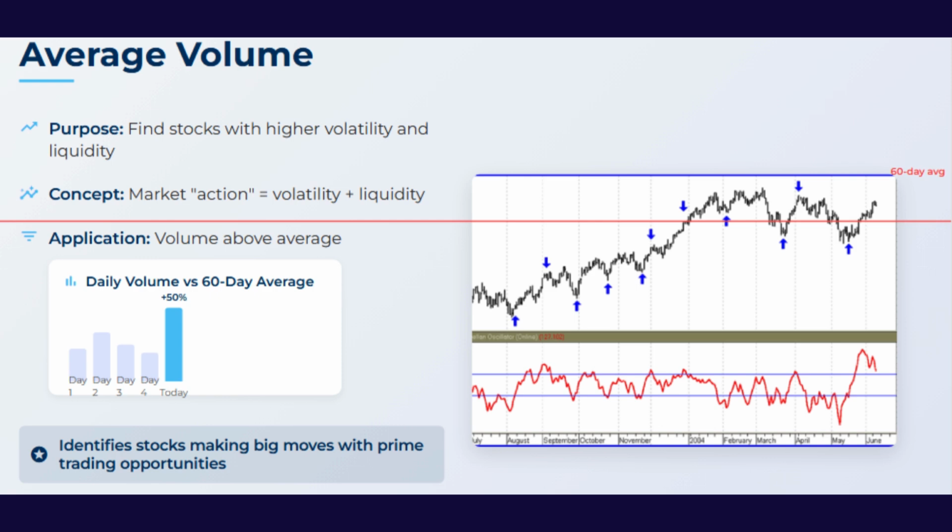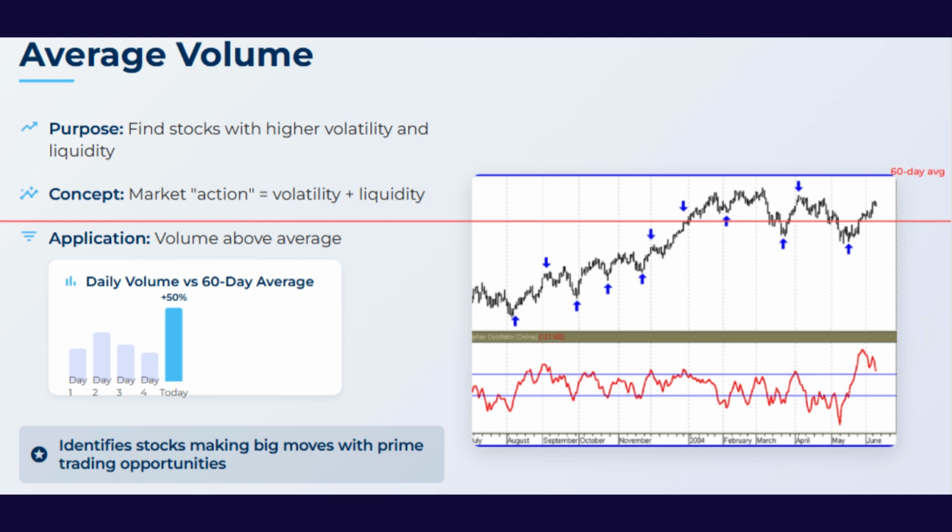Average volume. Traders always want to follow the action, and in the market, action can be quantified by measuring volatility and liquidity. Simply put, traders want to find stocks making big moves that they can get in and out of with ease. Average volume is a great comparative metric when looking for breakout stocks. When a stock experiences higher levels of volatility, it's usually fueled by above-average volume. You can incorporate average volume filters into your scan to find stocks making significant moves.